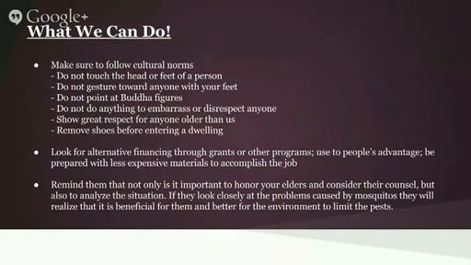In order to follow social norms, we need to make sure and not touch the head or feet of another person. Don't gesture toward anyone with your feet. Don't point at Buddha figures or any kind of figures that are sacred to them in their religion. Don't do anything to embarrass or disrespect anyone. Try to be as respectful as you can in explaining your viewpoint.